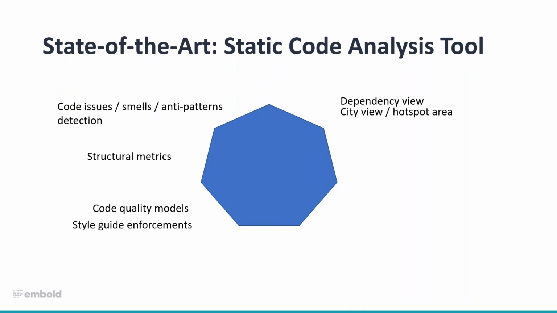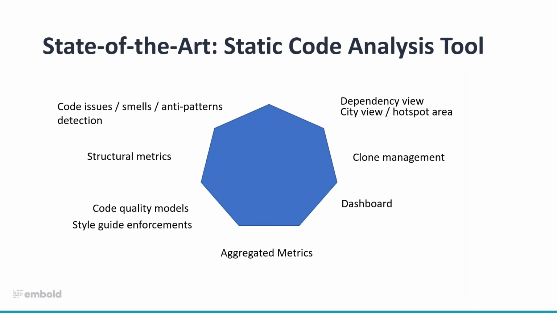Okay, and then we have the views that really help developers or managers to understand the structure of the code based on the dependency view or the city view. And we also have the duplication view. I mean, some of the static code analysis tools really help developers to detect which parts of the code are duplicated or not. And the next one would be the dashboard.